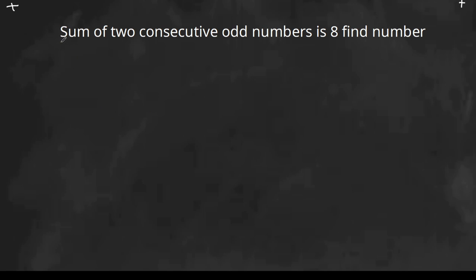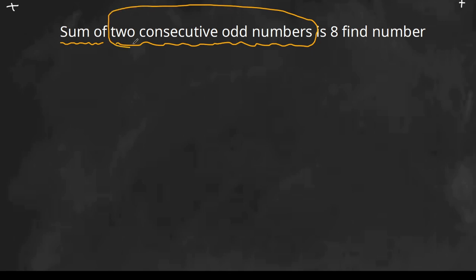जैसे यहाँ पर देखेंगे हम लोग, so it is written as sum of two consecutive odd numbers. This is the one word which we can start with. Two consecutive odd numbers, then is another word separate we are supposed to take, and 8 is another number. Find the number is the solution of the question.